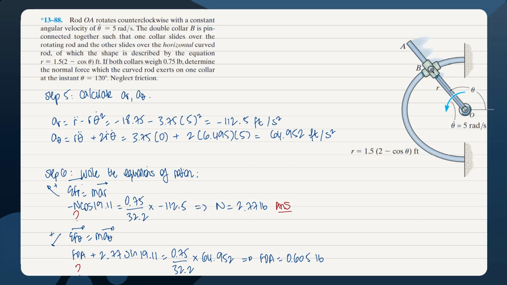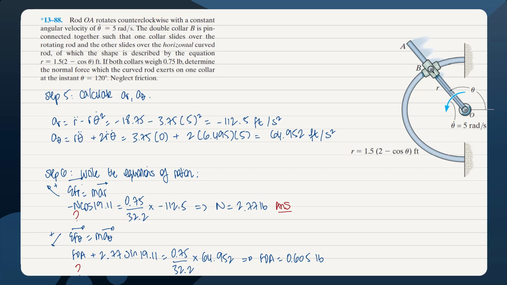Remember, since we're dealing again with the English units, we need to divide the weight by 32.2 to get the mass. And since we're dealing with a single unknown here, we can easily solve for N. N is equal to 2.77 pounds. Now from the second equation, one has F_OA plus 2.77 sine 19.11 is equal to m times a theta. One can solve for F_OA as well, and we end up with a value of 0.605 pounds. So this is all for this problem.